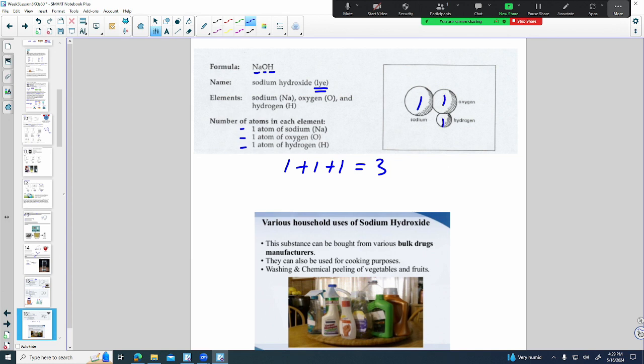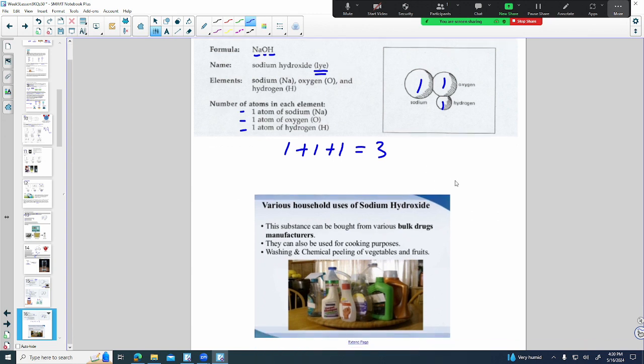And there are various household uses of sodium hydroxide. If you think about it, you may also have been using this for cooking purposes, or washing and chemical peeling of vegetables and fruits. This substance can also be bought from various bulk drugs manufacturers. Okay, it's commonly known as lye.